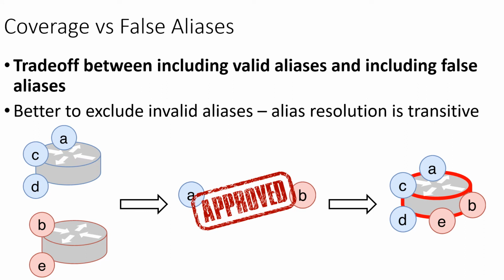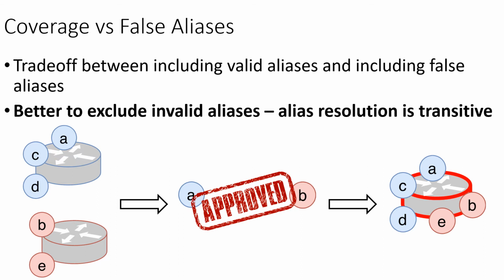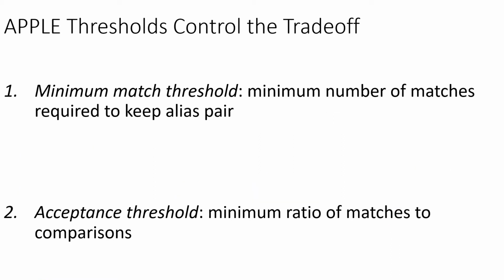Before I discuss how I use the reply TTLs to keep or discard potential router aliases, I first need to talk about the natural trade-off between including more valid aliases and including some false aliases. In general, I think it's better to limit false aliases, potentially at the expense of reducing the coverage, because of the transitive nature of alias resolution. And this is what I'm showing at the bottom of the slide. I have these two pre-existing router groupings, and I mistakenly keep the alias pair with addresses A and B. This then leads me to collapse the two router groups into one, and turn a single incorrect alias pair into 6 invalid alias pairs.